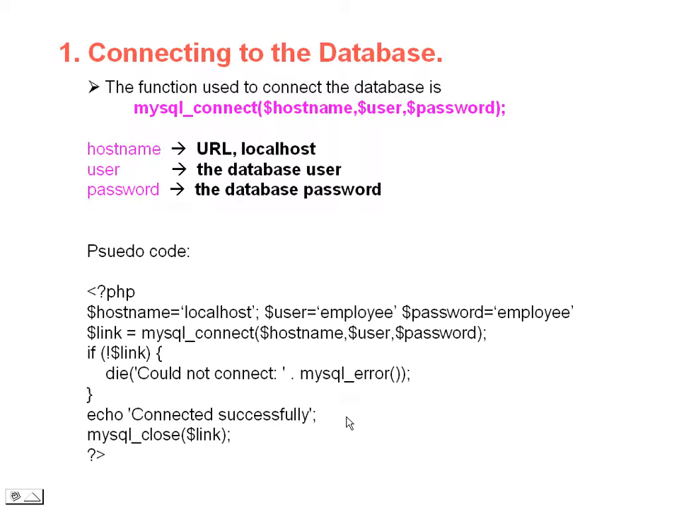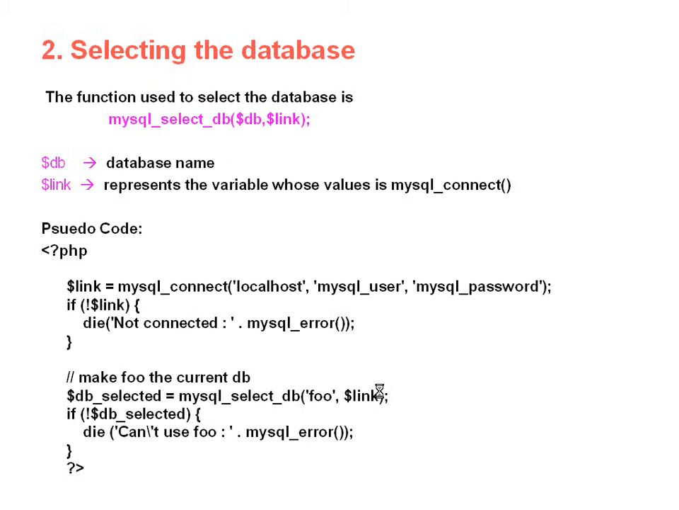In the pseudocode, the hostname is localhost and the user for the database is employee. Password is also the same. mysql_connect returns a resource variable. If it is successful, then it will connect to the database, otherwise it returns an error.